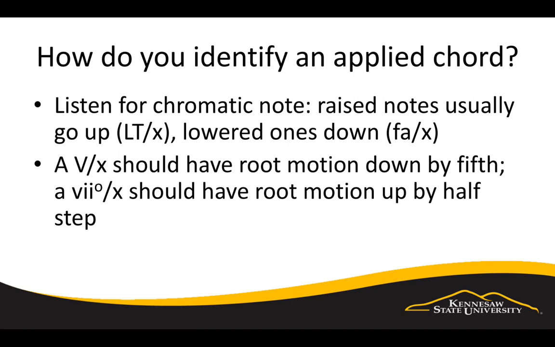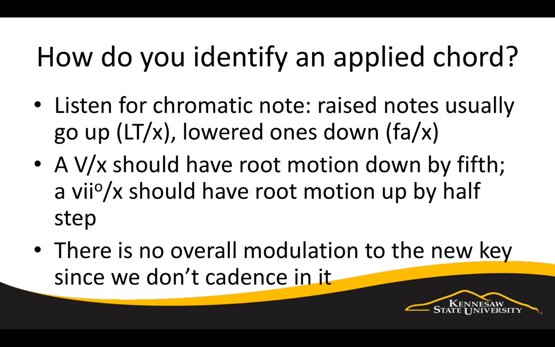So when we talked about 5-7 of 5 going to 5, the roots were D going down to G, so D, C, B, A, G. A 7 diminished, or 7 diminished 7 of something, should have root motion up by half step. So for instance, if we do 7 diminished 7 of 5, going to 5 in C major, the roots went from F sharp to G.